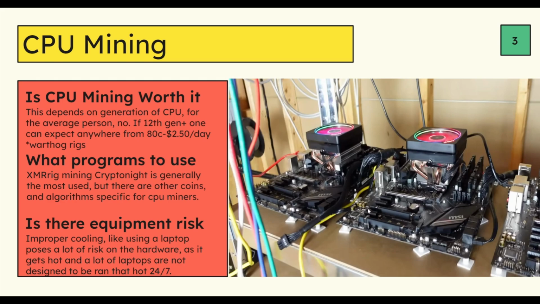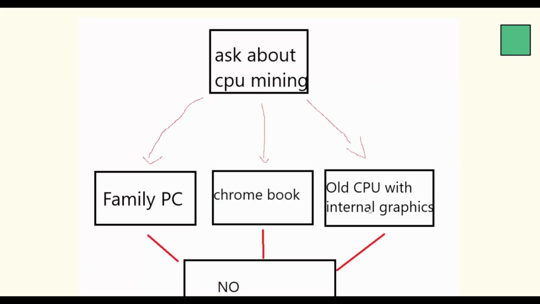I've actually created this diagram using Paint, and it pretty much sums everything up. If you're using a family PC, don't CPU mine. If you're using a Chromebook, don't CPU mine. If you're using an old computer with an old CPU with internal graphics, don't CPU mine. This also kind of applies to Macs. You won't make enough to ever repurchase your MacBook. You're not going to be making $1,000 or $2,000 a day in most cases. Obviously, there are rare cases where you will make that much money, but it's not worth the repair or replacement cost of your Mac.